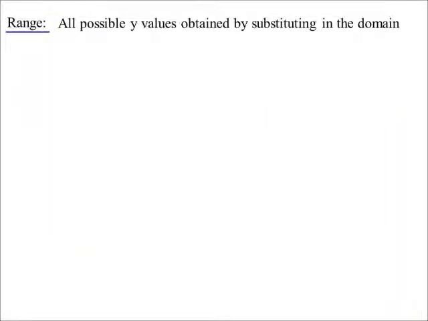Range then. So domain is the input. Range is the answers: all the possible y values you can get by substituting in the entire domain. If you were to throw in every possible number that you can, what do you get out of this function? What comes out?